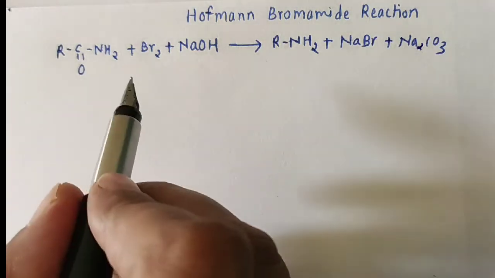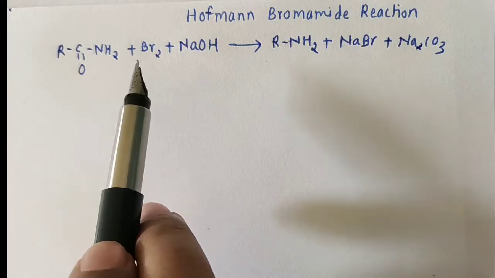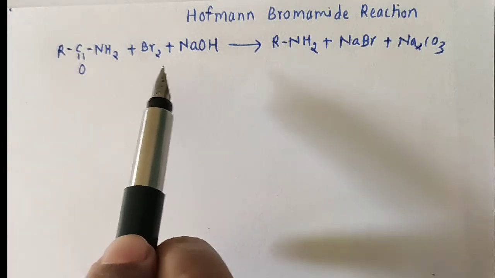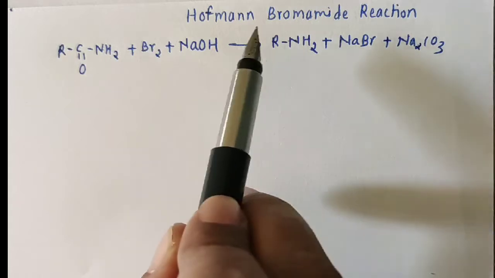Now, in this reaction, since this is a reaction between an amide and bromine in NaOH, the reaction is also known as the Hofmann bromamide reaction.